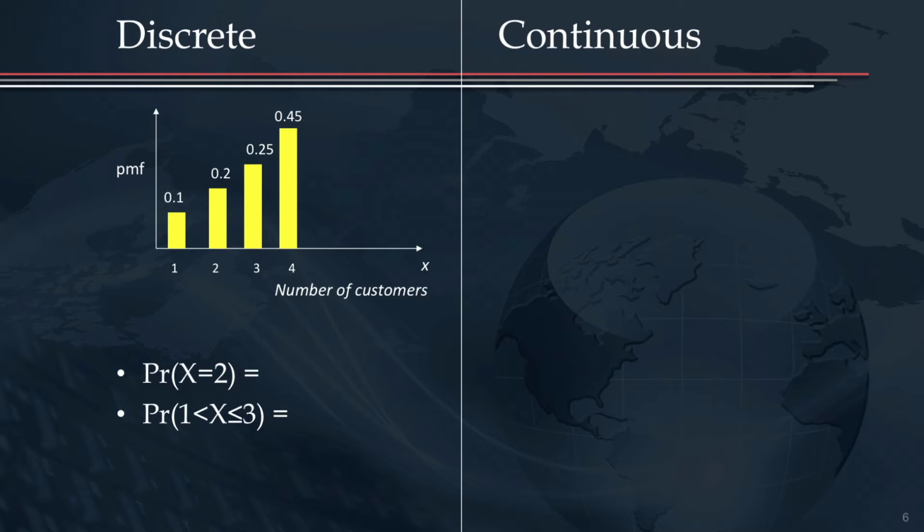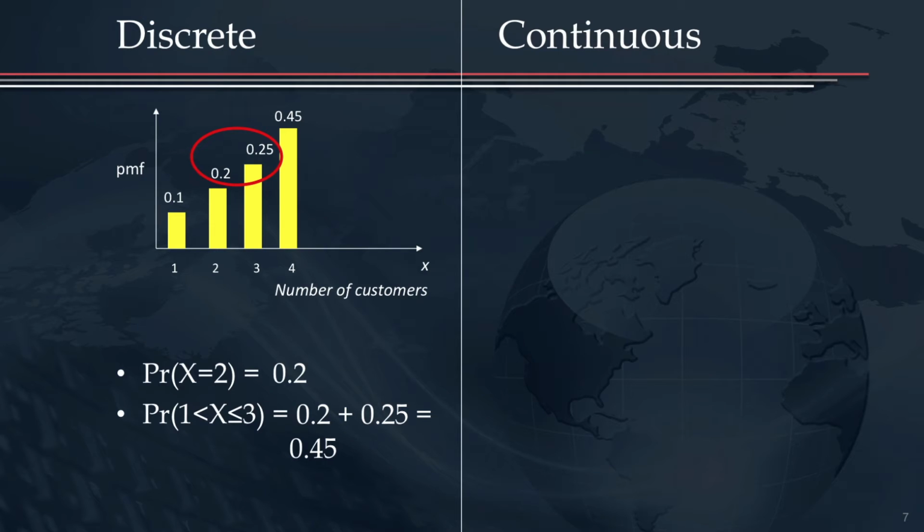For example, the probability that x, the number of customers, is equal to 2 can be found here on the probability mass function and is equal to 0.2. Similarly, the probability that x is greater than 1 but no greater than 3, in other words, the probability that x is equal to 2 or 3, is also found on the probability mass function here by just adding the two weights. 0.2 plus 0.25 equals 0.45.